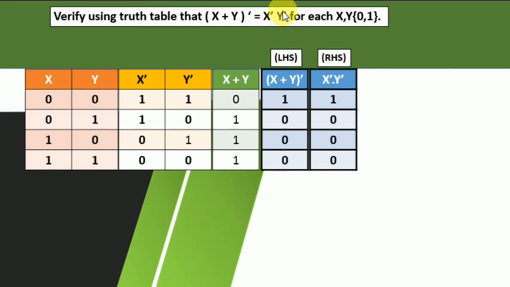So these are the values. 1 1 is going to be 1 and 1 0 is 0, 0 1 is 0 and 0 0 is 0. So now if we compare the values of LHS with RHS, it has been proved that LHS is equal to RHS. You have to write down at last this line, that yes, it is proved that the value of LHS is equal to RHS.